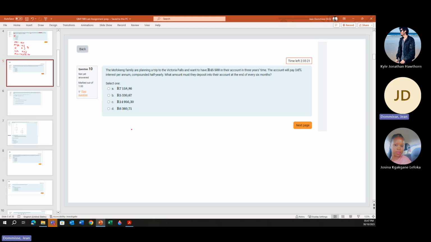Let's look at the next one. The Mofokeng family are planning a trip to Vic Falls and want to have, so that is the future value that they want to have in their account 3 years from now. The account will pay 14% interest, compounded half yearly. What amount must they deposit into their account at the end of every 6 months? That's interesting. So we will need to work out a PMT.